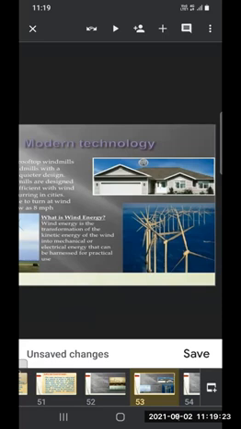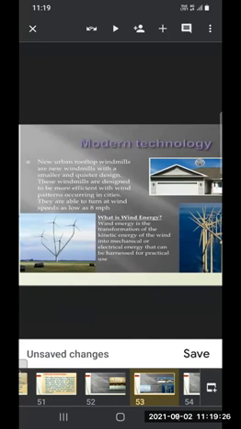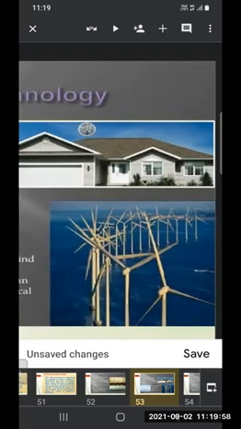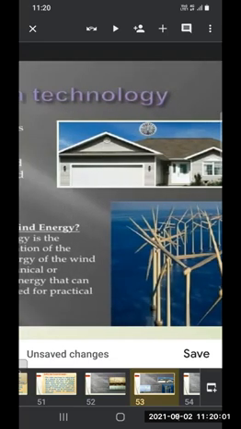If you want to utilize a windmill for your house, then, due to modern technology, it is designed for urban rooftops, with a smaller and quieter design. The sound is very low and the design is small. You can see here how it is designed, taking very little space as compared to a wind farm near the seashore.